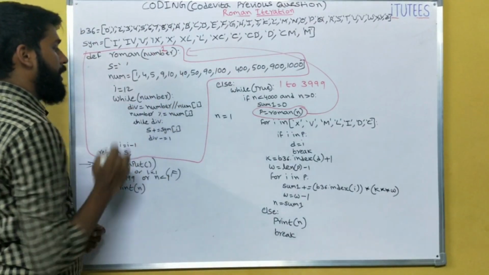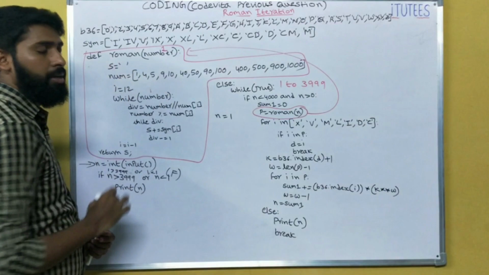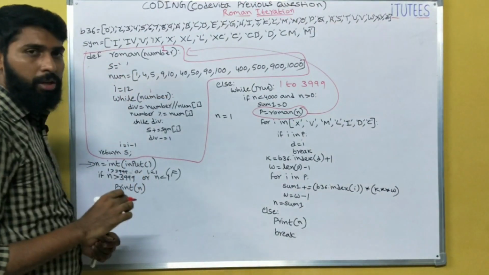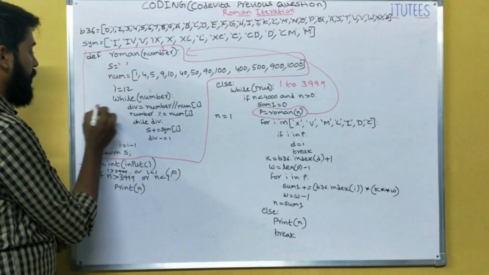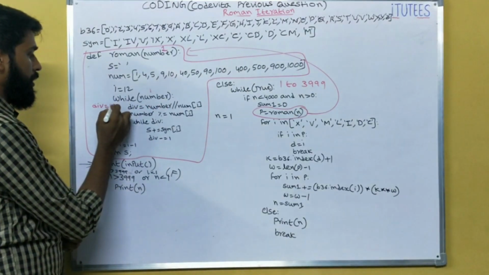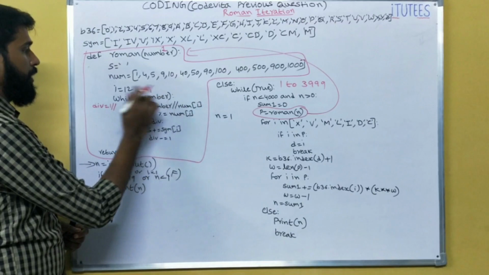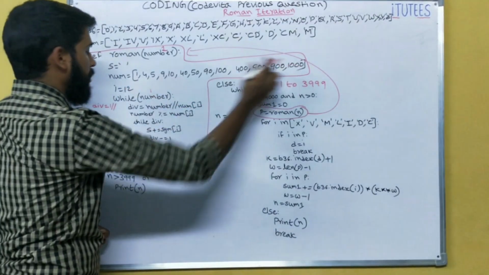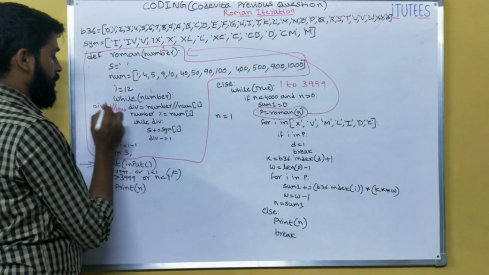So what is the value I get? While 1, it is true, so enter into the loop. So what is the value? div equals 1 by number of I. Number of 12 means 1000. So what is the output?